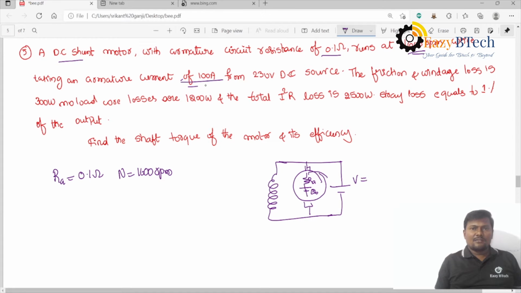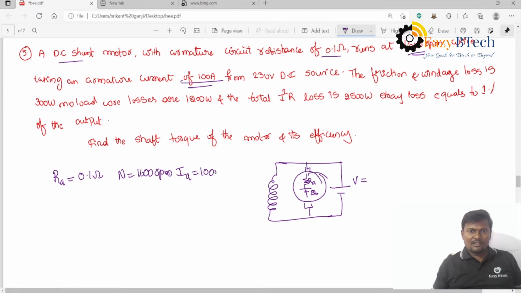While taking an armature current of 100 amperes, yes, IA is equal to 100 amperes from a 230 volts DC source. The supply voltage V is equal to 230. The current drawn from the supply is the line current. The current that flows through the armature is the armature current, and the current that flows through the shunt field winding is ISH, and the shunt field winding resistance is RSH.